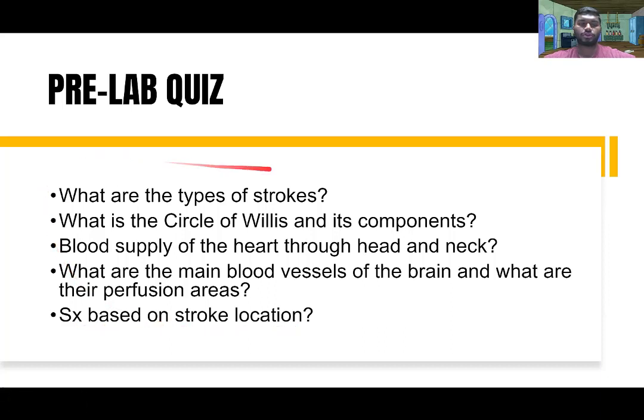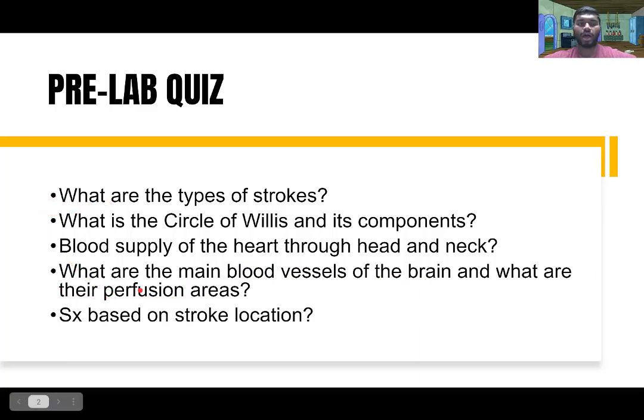So these other questions are a little bit too easy for me to ask you. Like, for example, what are the types of strokes? There's two types, ischemic and hemorrhagic. What are the components of the Circle of Willis? I'll be telling you that later on. What is the blood supply from the heart through the head and neck? That is going to be the next slide. And what are the main blood vessels of the brain and what are their perfusion areas? This is basically the second question, just in a different wording.